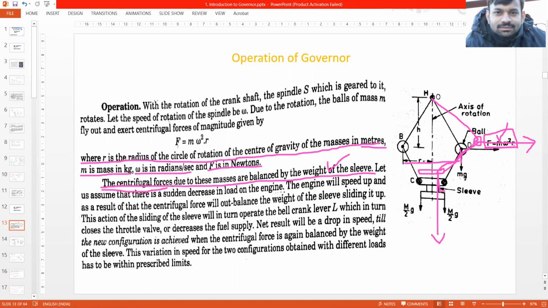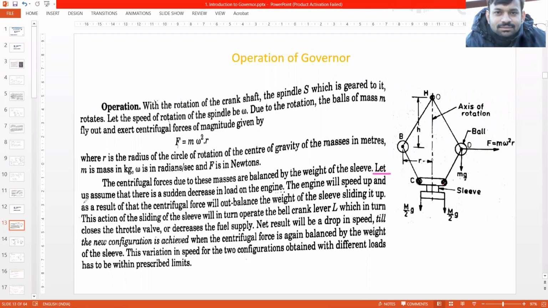Again, the centrifugal forces due to these masses are balanced by the weight of the sleeve. All right, so obviously they do not have the same line of action, so we will be calculating the moment about any given point in order to write the balancing equation. How we'll do that, we'll see in the further slides.